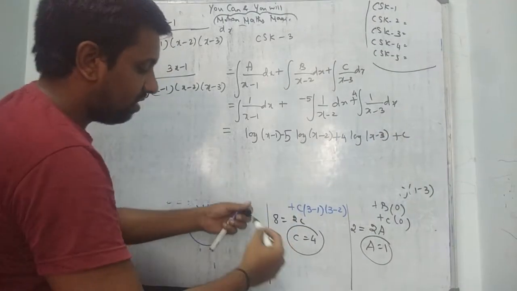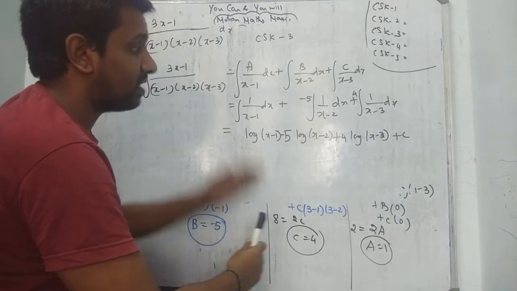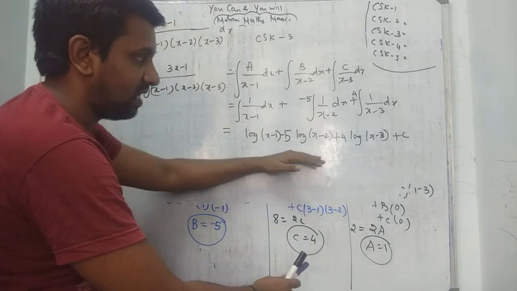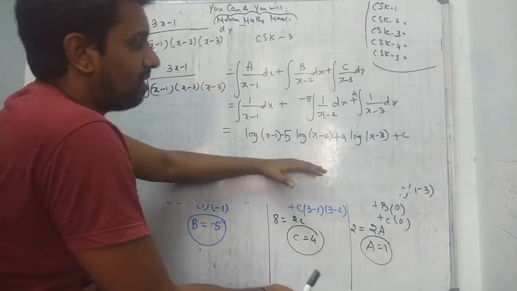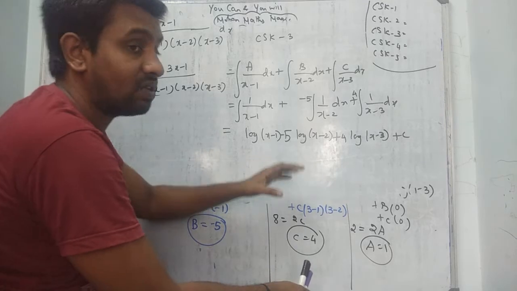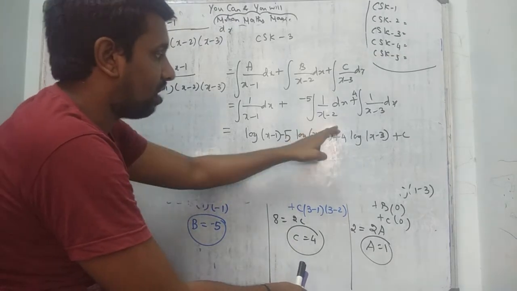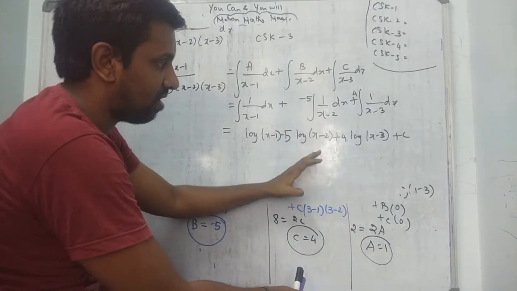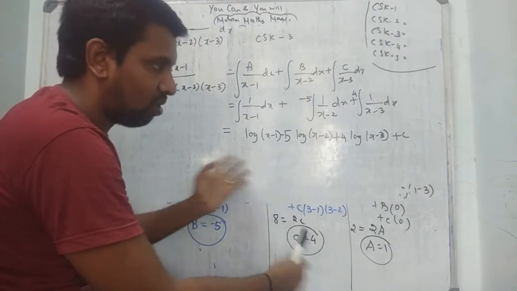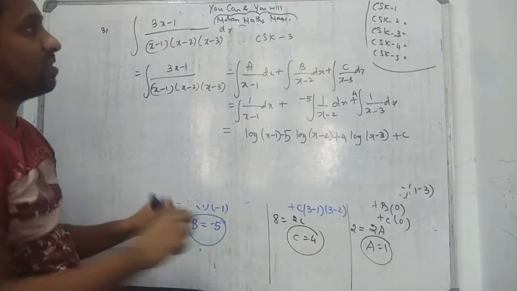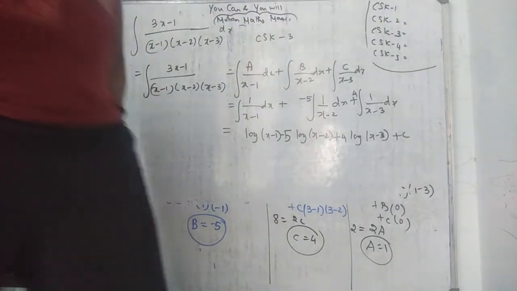You guys would ask me, can I simplify? Yes, of course you can simplify, but below average students stop it here itself. Average students, if possible, or toppers, kindly try to simplify using the logarithm property. 5 goes to the top, then log m plus log m minus log n, then 4 again log m. You can use that method. Okay, so now CSK 3 I have completed.